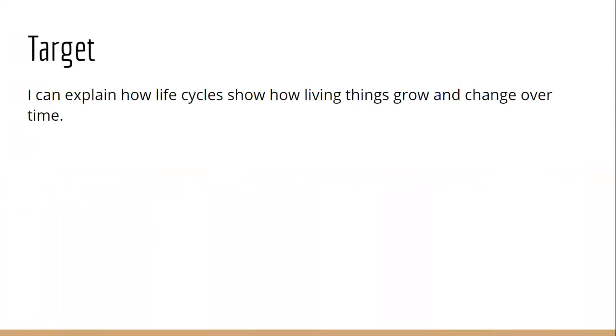So let's review our target. I can explain how life cycles show how living things grow and change over time. On Monday, you were able to see the life cycle of a plant. Looking at the life cycle of a plant, you were able to see how the plant grows up from a seed to a seedling to a flower, and how it is pollinated to start the cycle all over again. Today, we'll learn about animal life cycles.